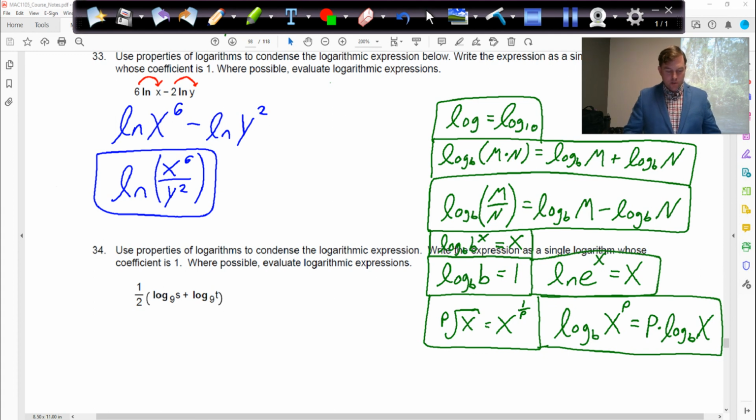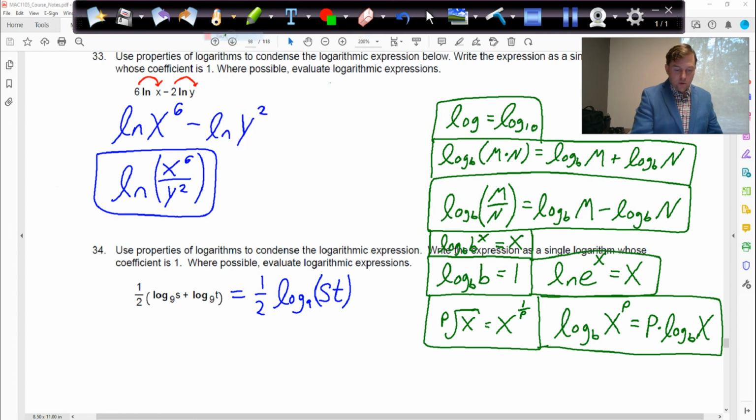Okay, very similar, 34. First, we're going to start in the parentheses and make this 1/2. 2 logs become 1. Log base 9 of s times t. So log s plus the log t becomes log s times t. Then we're going to pull this number up as a power.